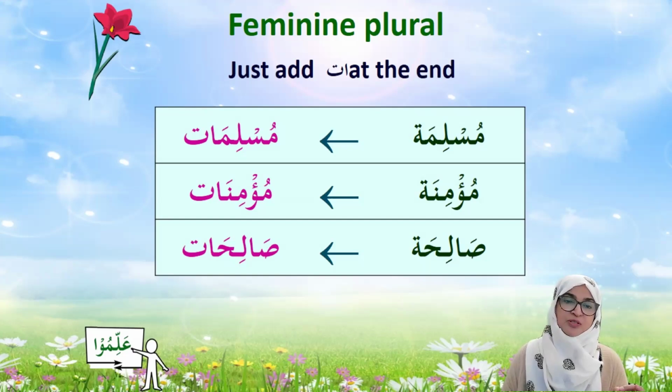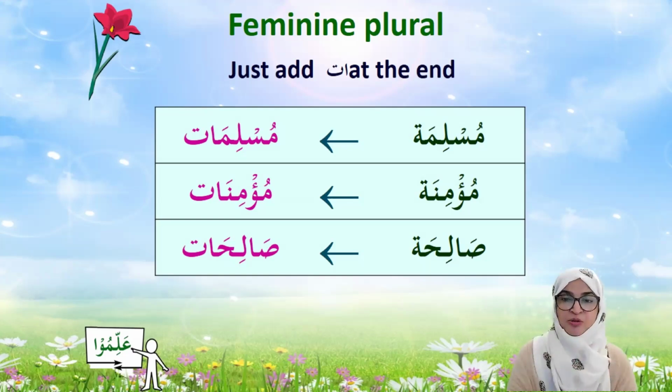So look at this. Muslima becomes Muslimat. Muslimat is plural, many ladies. Mu'mina becomes Mu'minat. Salihah becomes Salihat. Okay? This is also good, mashallah.